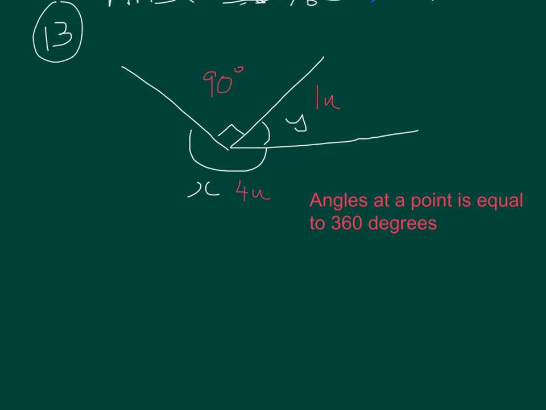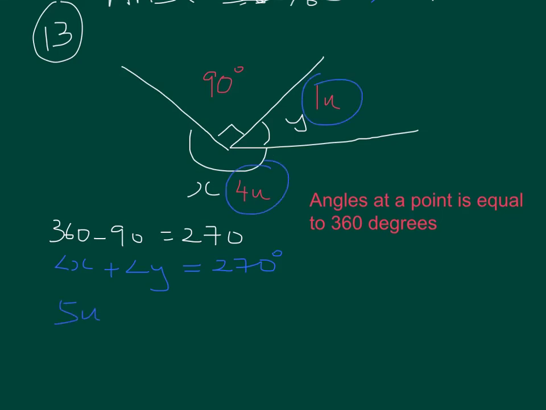Okay, so using that, we have 360 degrees minus away 90 equals 270 degrees. This is angle X plus angle Y, which will give you 270 degrees. 4 units, 1 unit, this means a total of 5 units is equal to 270. 1 unit is equal to 54 degrees. Find angle Y. Angle Y is actually 1 unit. So my final answer for question 13, angle Y is 54 degrees.